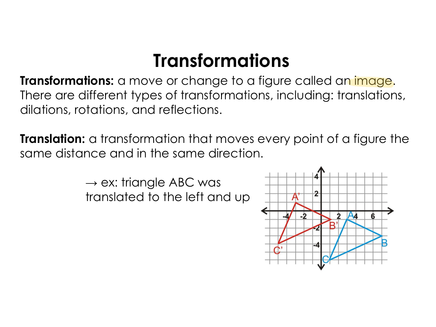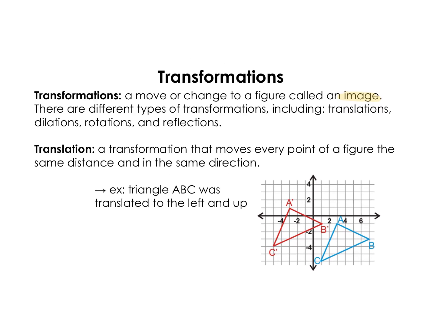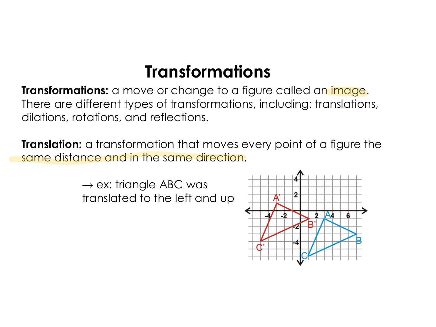So the first one we're looking at today is translations, and that is the transformation that moves every single point of the figure the exact same distance and the exact same direction. So same distance and same direction. For example, in this image that I have below, we have triangle ABC, and we can see that it went up and then to the left. Every single point went up and to the left.